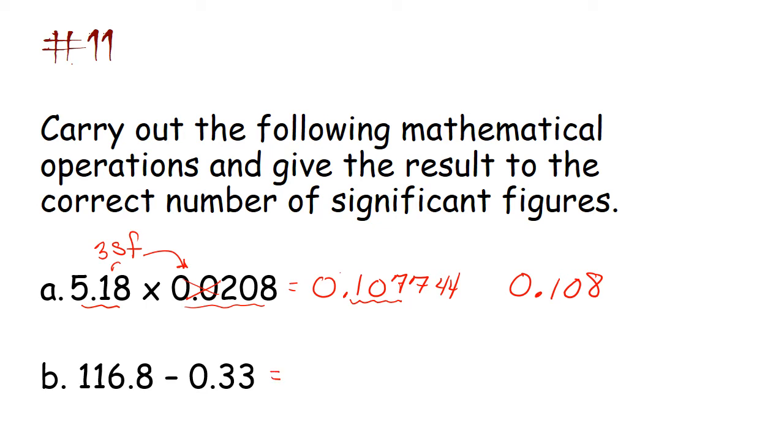This problem then equals 116.47. Now, I'm subtracting. We have to follow the rules of addition and subtraction, which are different. These go by decimal places. So this first term has 1 decimal place. This term has 2 decimal places, so your final answer, 1 decimal place is the winner. Final answer then is 116.5. Again, any questions, make sure you jot those down so you can remember and ask me later.